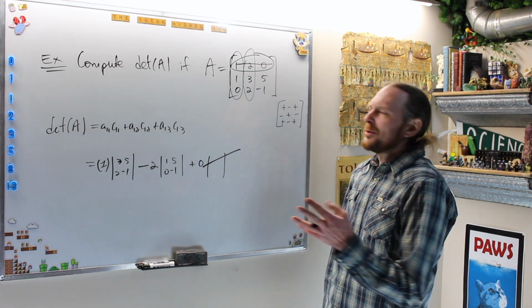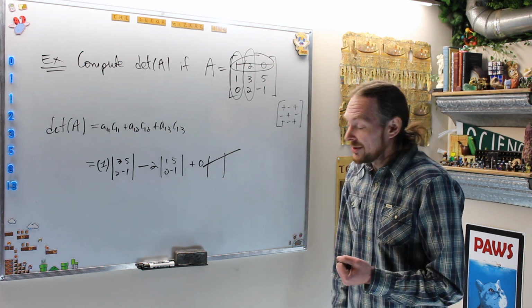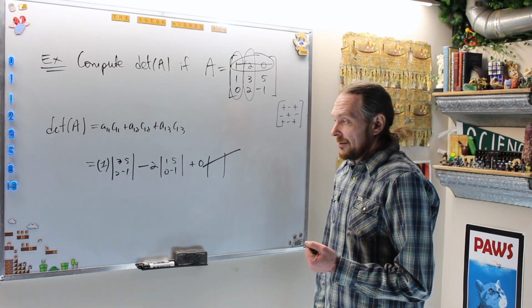At first you're like, I just want to use row 1 because it's safe. I know, but you have to choose well, otherwise it's going to take you millions of computations and it's not going to be fun. I quit.